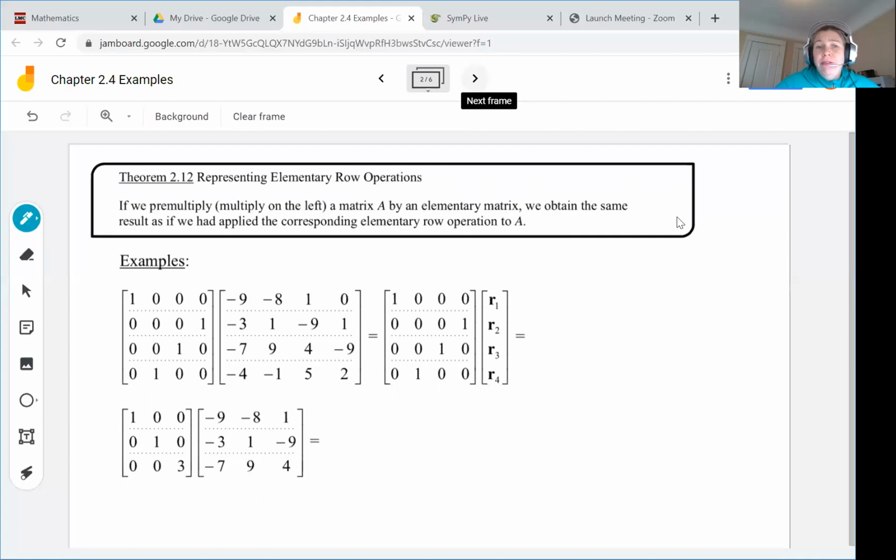Theorem 2.12 tells us that if we pre-multiply, which is just another way of saying multiply on the left, a matrix A by an elementary matrix, then we obtain the same result as if we had applied the corresponding elementary row operations to A. If we're writing by hand, it's pretty easy to write out elementary row operations, but if you are designing some sort of computer structure or writing a function in computer code, you don't have that handwriting ability to write out your row swaps, so you use elementary matrices.